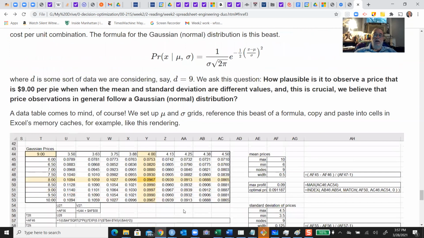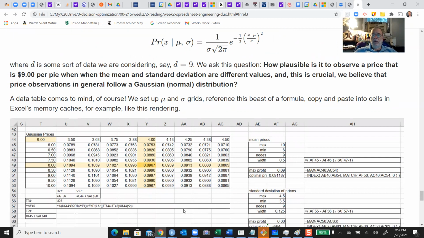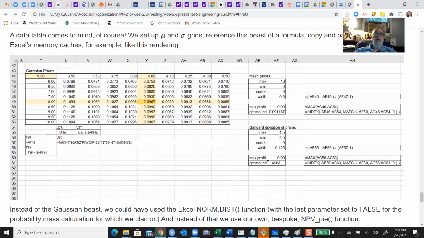Fascinating. If we have, for example, some data like price equals $9, how plausible, and this is a research question, how plausible is it to observe a price that is $9 per pi when the mean and standard deviation are various values? We need to sensitize ourselves. And now this follows a Gaussian distribution. Kind of interesting. Same grid, or it should be the same grid, like from 6 until 10, and from 3.5 to 4.5. Well, whatever.